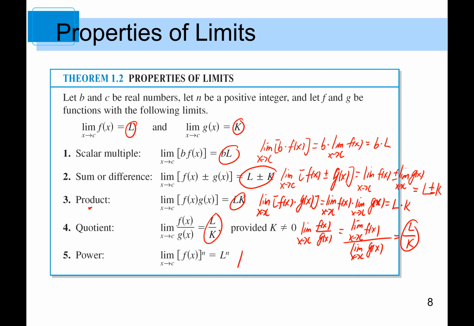Exponents, you can just turn it like this. f of x to the n. You can do the limit as x approaches c for f of x, and you can move the exponent outside of the limit. That becomes L to the nth power. Okay. So this is like a quick proof of how all these basic properties of limits work, but these properties are super useful.